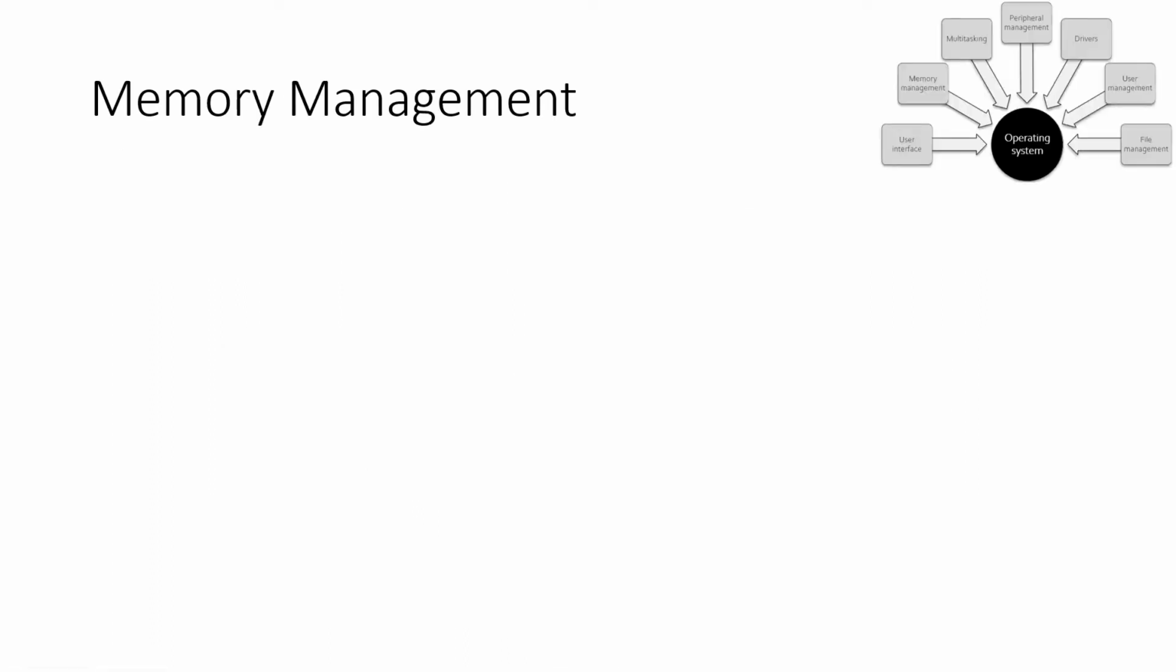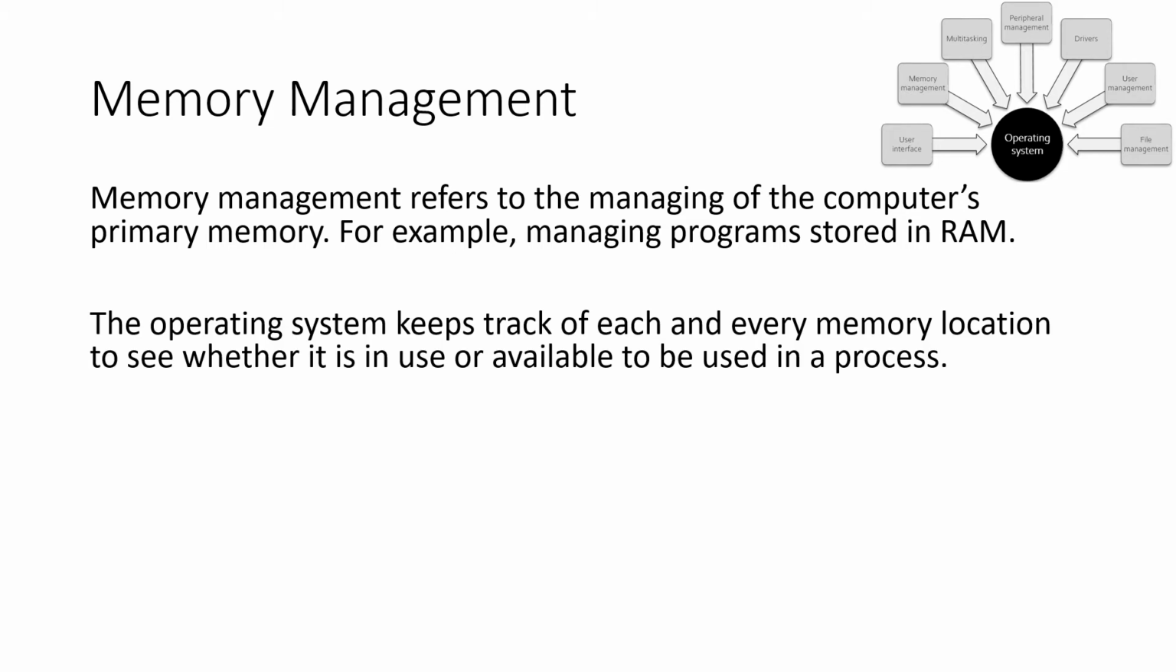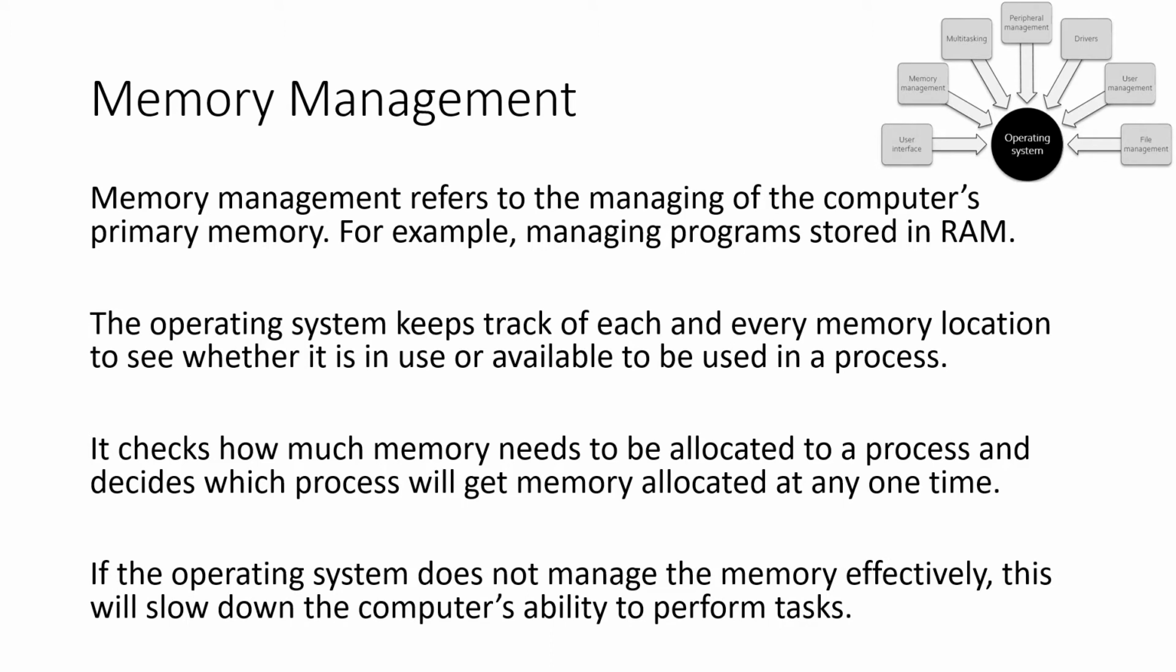Let's talk about memory management first. As its name suggests, it's managing the memory, the main primary memory, random access memory, RAM. And it deals with the processes and programs that are loaded into main memory. Keeps track of each memory location, what's in that memory location, what process does that belong to, where is the process stored, how much memory does that process need, which process gets the memory. It's crucial that it manages the memory effectively. If it doesn't do that, then the whole computer will start to slow down.